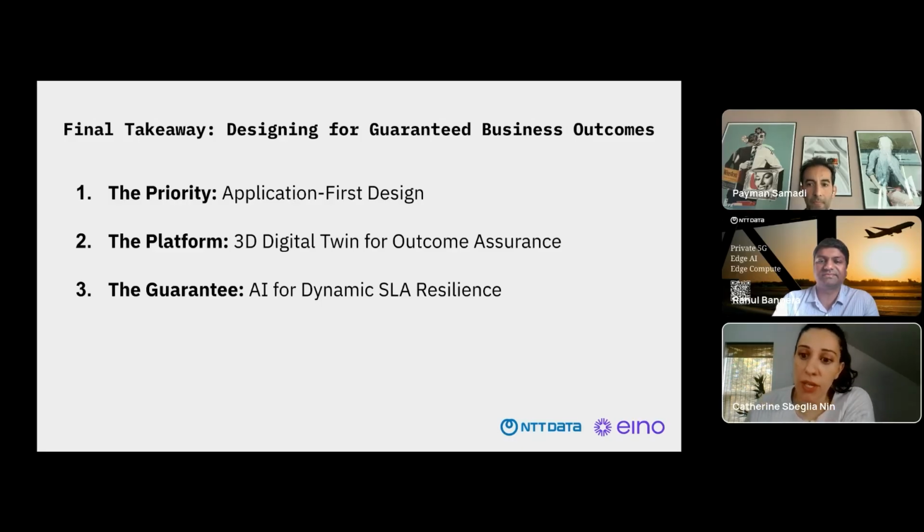Okay, in a multi-use case environment like the airport use case, slicing is key. What are your thoughts about that? Raul, I assume that's directed at you, but of course, Payman, feel free to jump in here too.